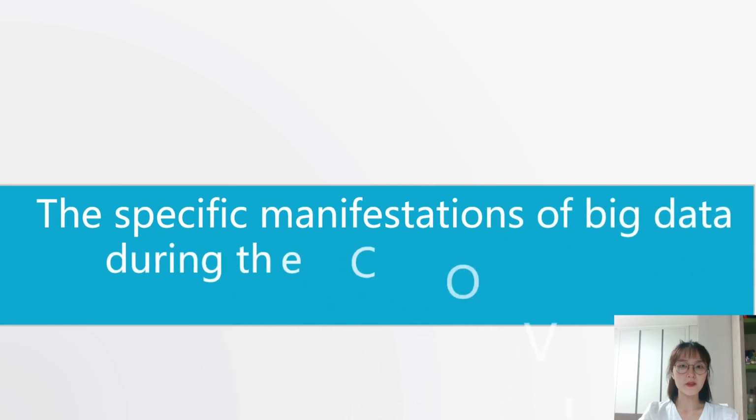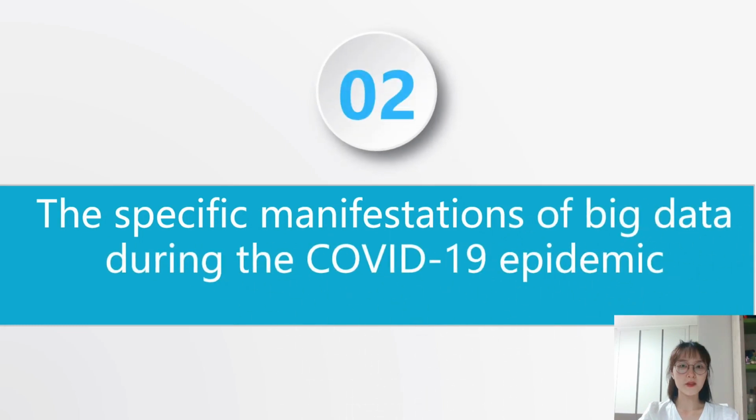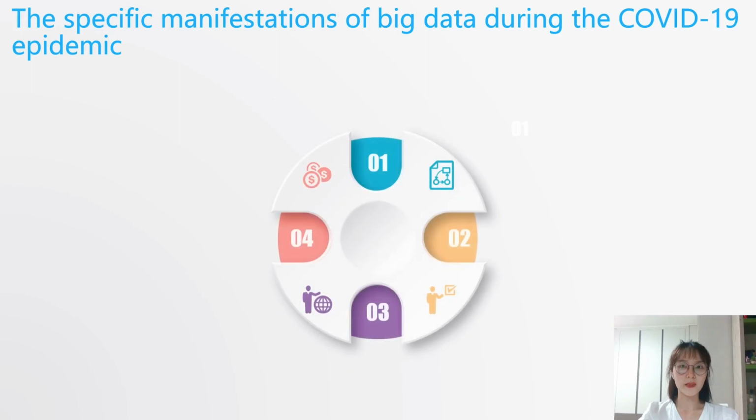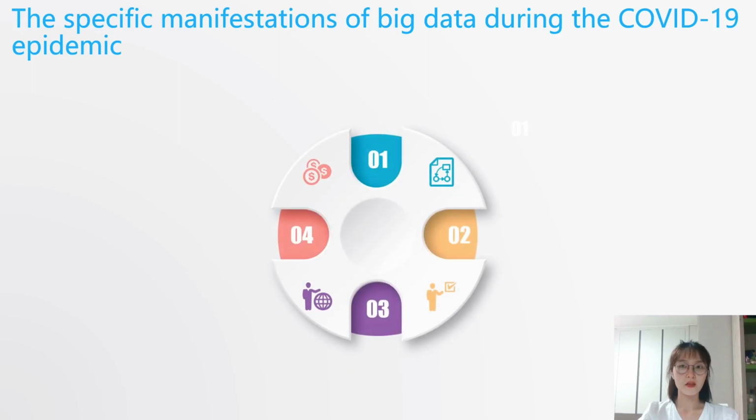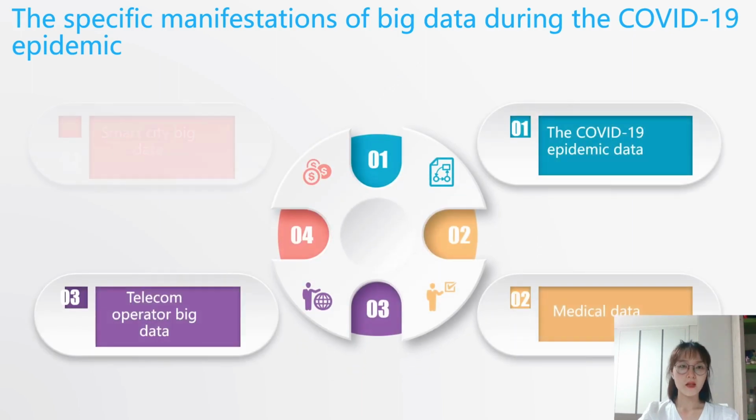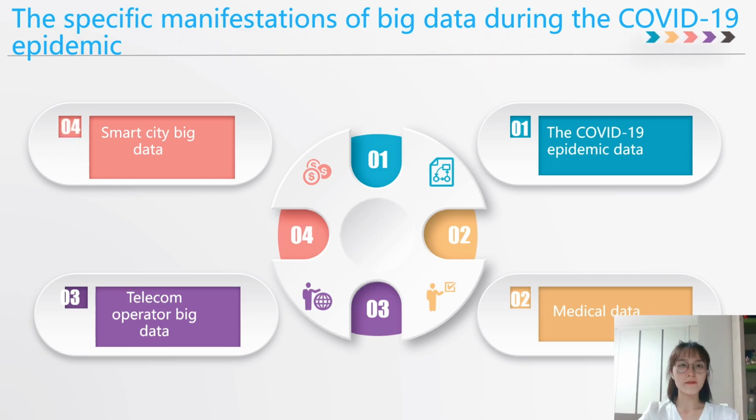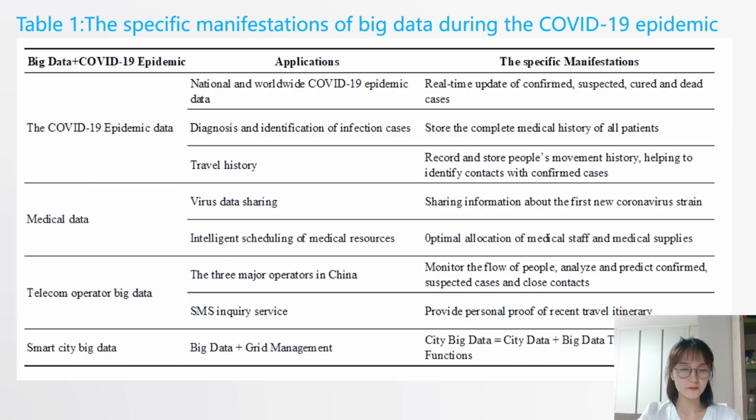The second part is about the specific manifestations of big data during the COVID-19 epidemic. I summarize these four specific manifestations according to the relevant information and news. So I will show you this table.